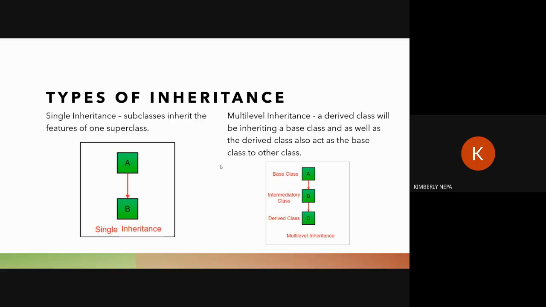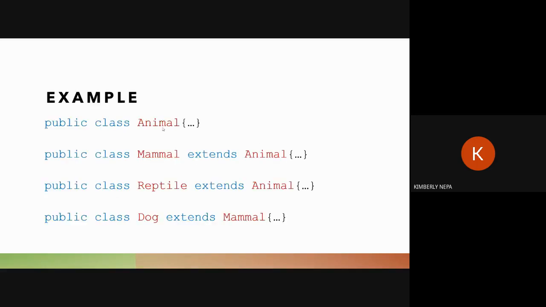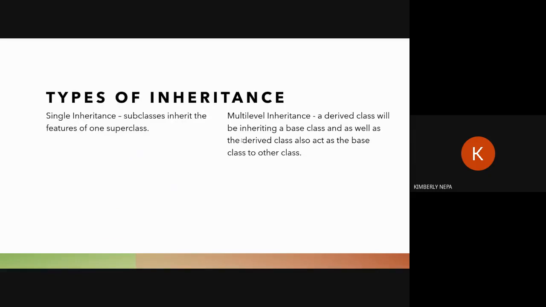Because, again, from the example here, mammal extends animal, but dog extends mammal. So multi-level inheritance is what it is called. But animal or reptile alone, those are what we call single inheritance. Mammal or dog, since there's no other connection with them, are also single inheritance. But animal, mammal, and dog, that is what we call multi-level inheritance.